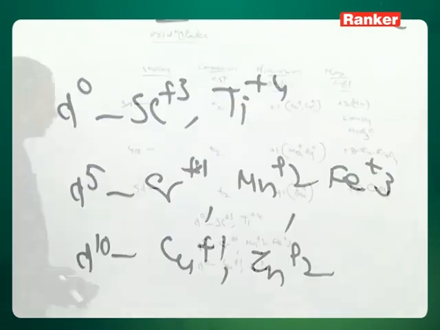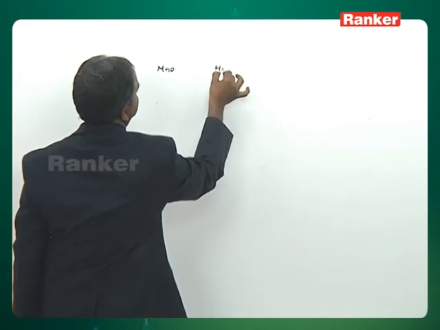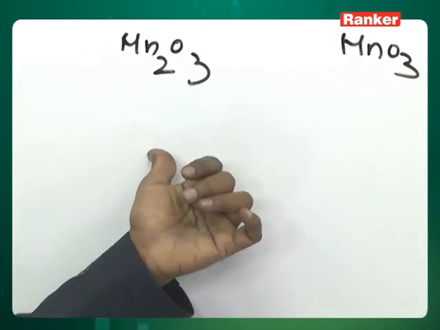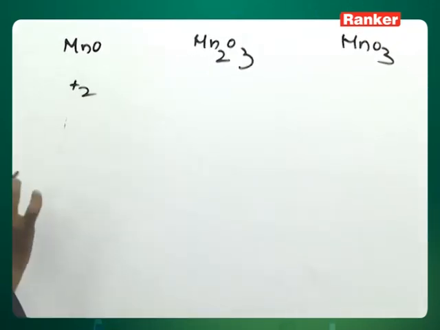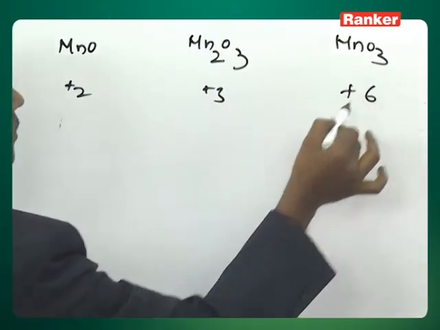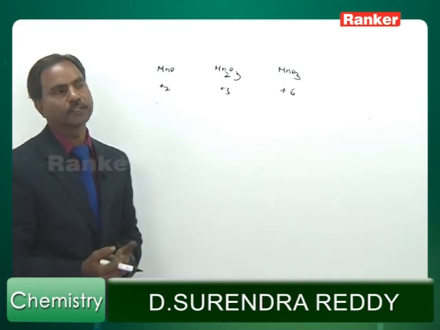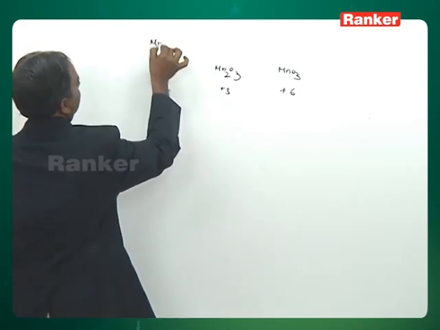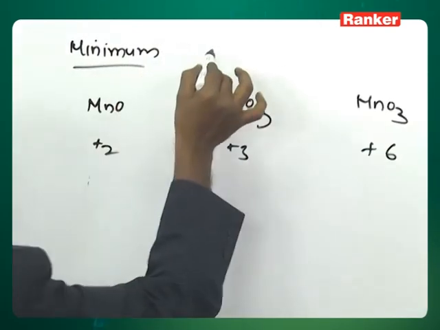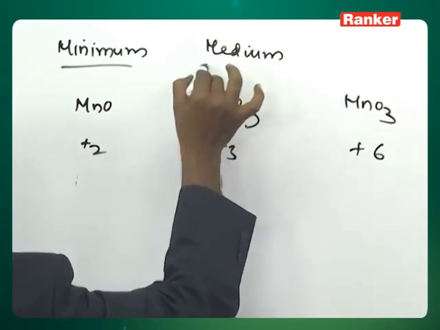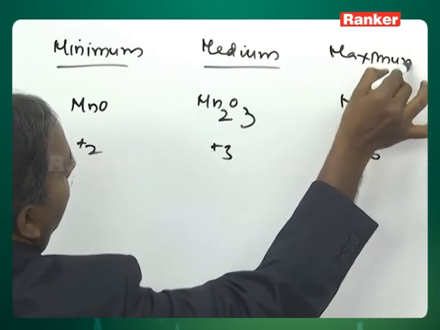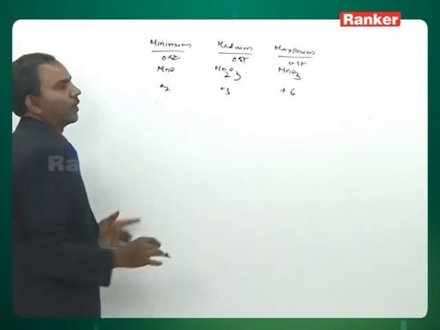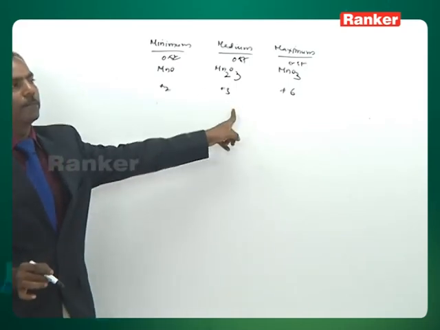Next, you are given compounds like MnO, Mn2O3, MnO3. What is the oxidation number in each? +2, +3, +6. Same metal ion, but different compounds, different oxidation states. Wherever the oxidation state is minimum, that is minimum. This is medium oxidation state, and this is maximum. So we look at the same metal ion, but in one it is minimum, in another medium, and again maximum.